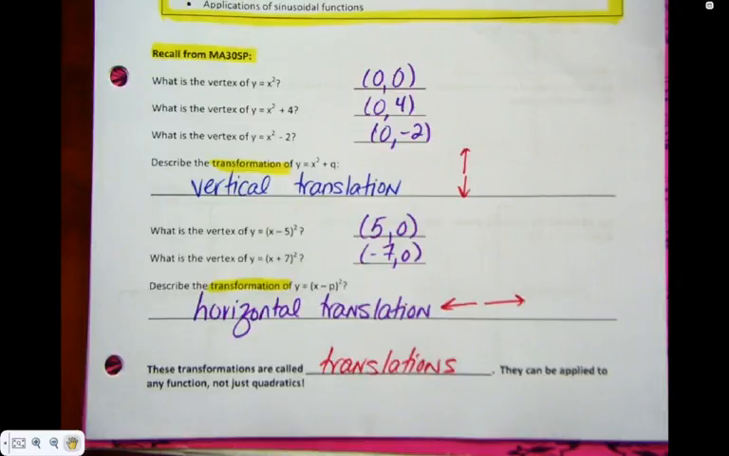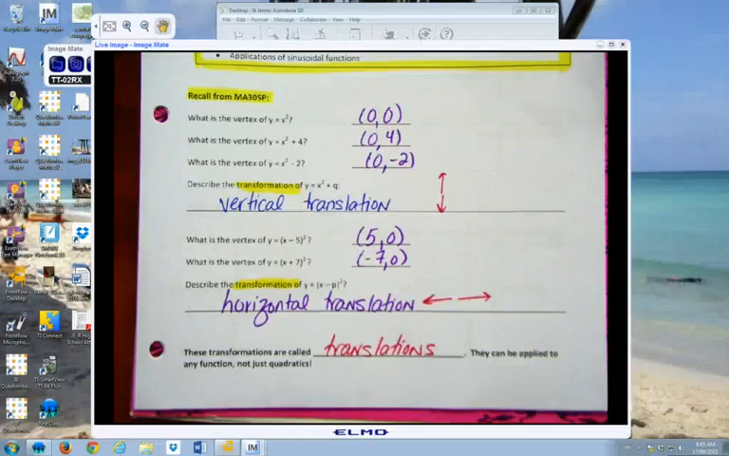We're going to take where we change the width of a parabola and do that with other functions. We're going to take where we change the direction of a parabola and do that with other functions. That's what this unit is about, taking everything you know about quadratics and doing it to a whole bunch of other functions.